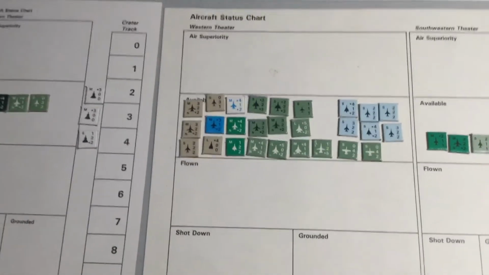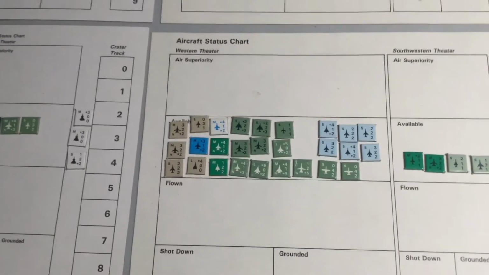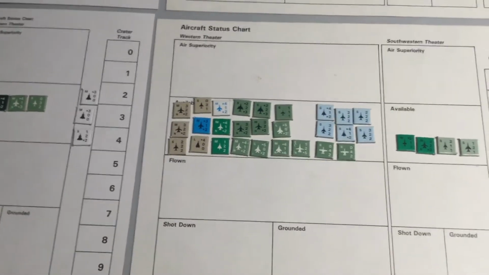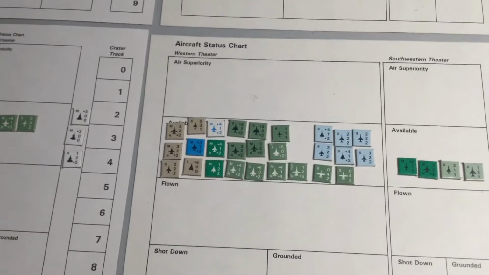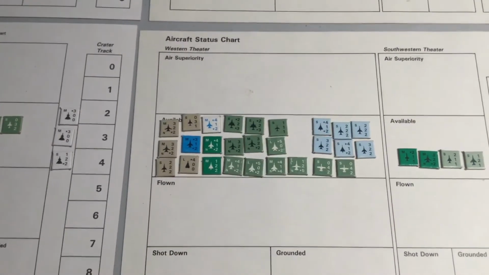And that gives them one basic privilege, which is that they're able to assign 2 aircraft on escort and top cover and interception instead of just 1 aircraft. So it does have a bit of an advantage.